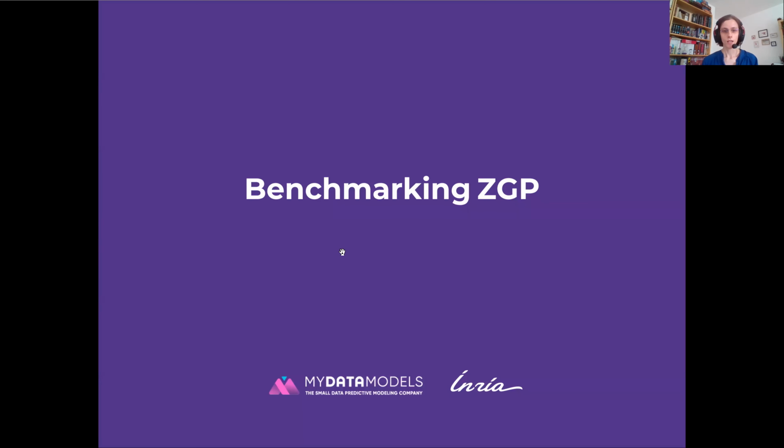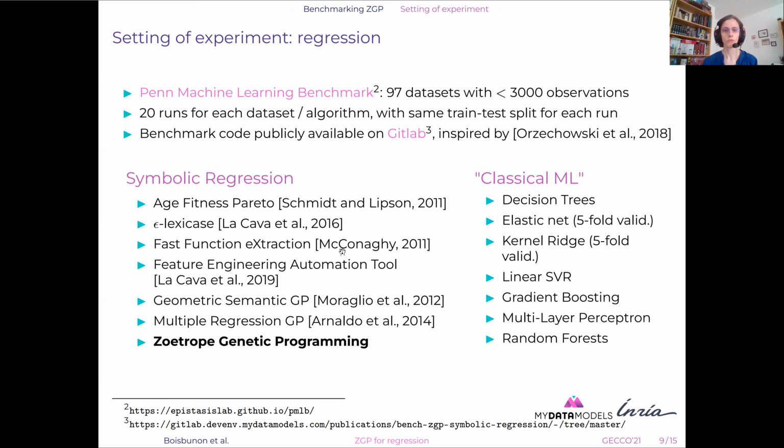So this was a presentation of how the GP works. Now we are going to compare it with the state of the art. In order to do so, we were inspired by the benchmark performed by Ozeshevsky et al., so it's really similar to it. We considered the same database, which is the Penn Machine Learning Benchmark. It consists of about 100 datasets in regression with less than 3,000 observations. And we compare with the same algorithms in symbolic regression and traditional machine learning algorithms.